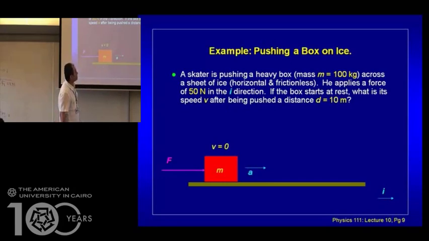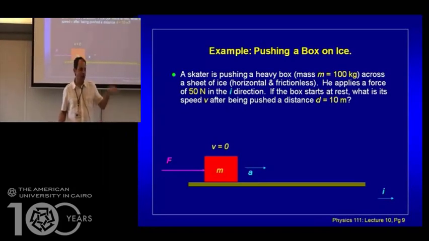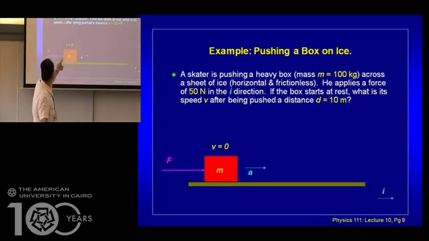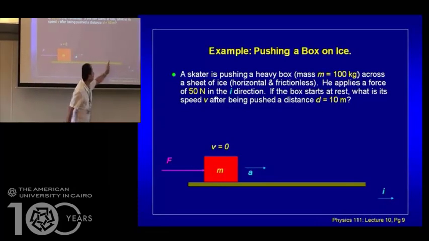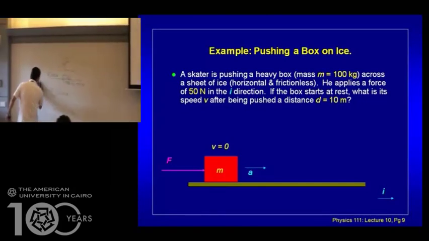If the box starts from rest, what is the speed v after being pushed for a distance equal to 10 meters? What is the strategy? How can we actually target that problem? He is asking us to find the speed after it moves for 10 meters. So that means that we have to use the kinematic equations.